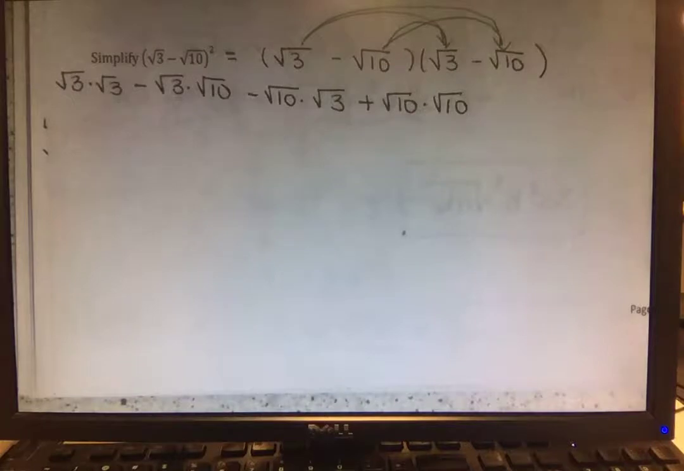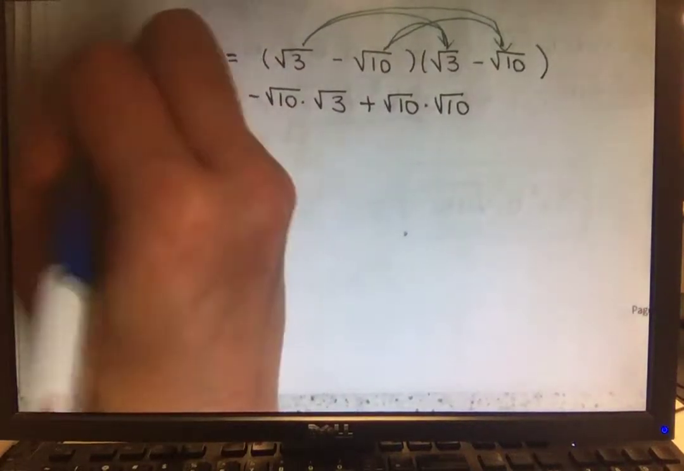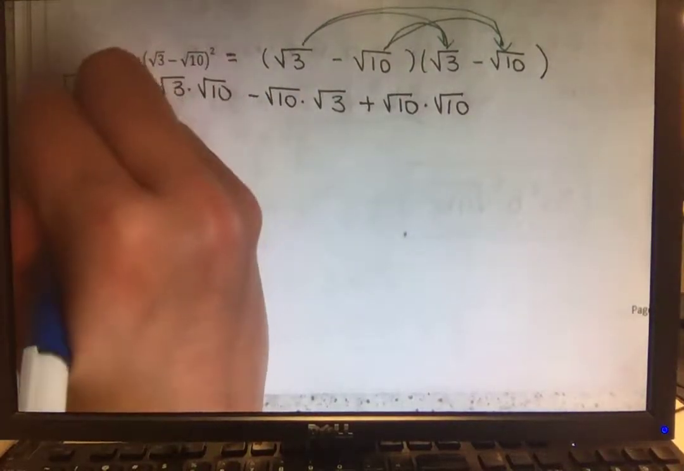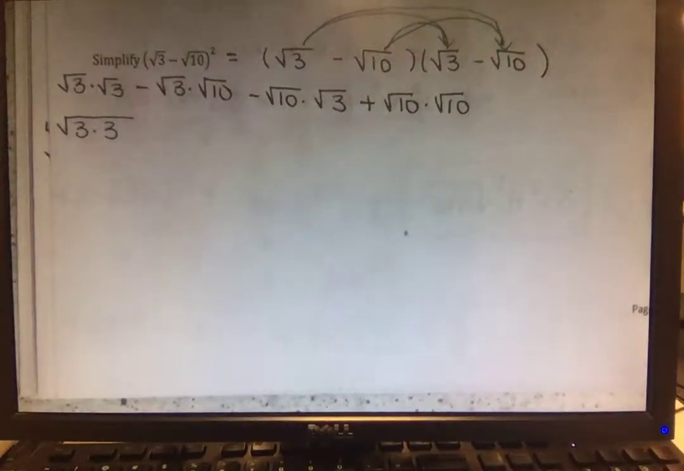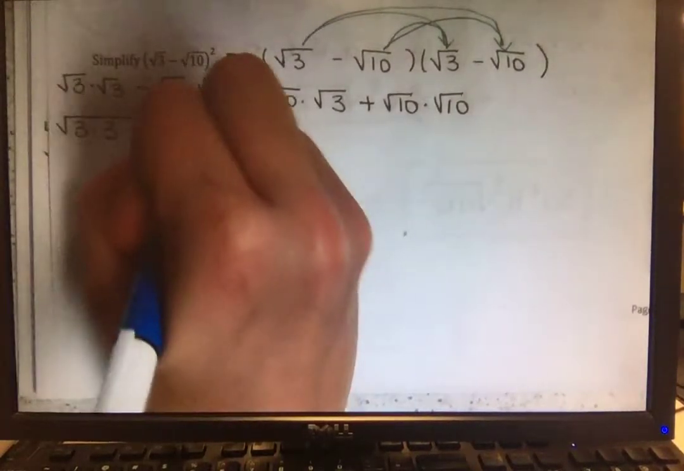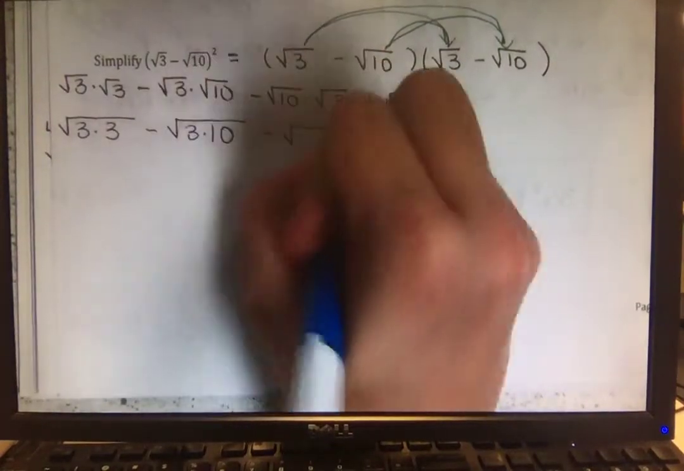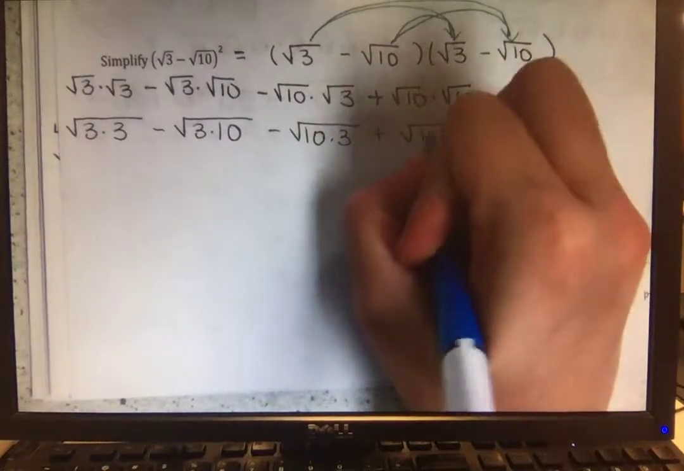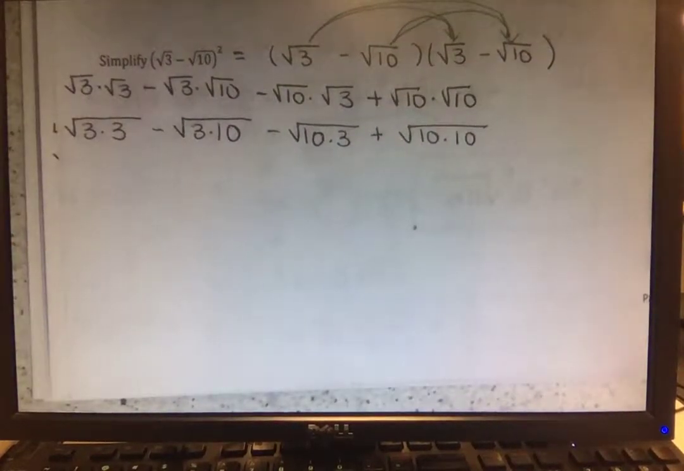So looking at each one, they are all square roots. So that means we can write each pair underneath the same square root. So the square root of 3 times the square root of 3 you can write underneath the same square root, minus the square root of 3 times 10, minus the square root of 10 times 3, plus the square root of 10 times 10.